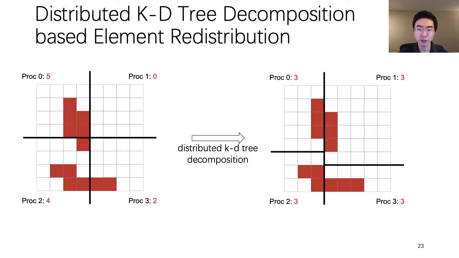We use a distributed KD tree decomposition to accomplish our goal. The KD tree decomposition can adjust the domain boundaries of processes and redistribute elements among processes so that each process has a similar number of elements. In this example, each process has 3 elements after the KD tree-based element redistribution. Please take a look at our paper for the algorithm details.